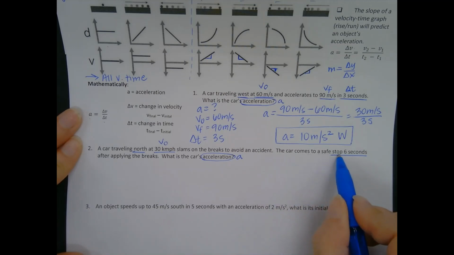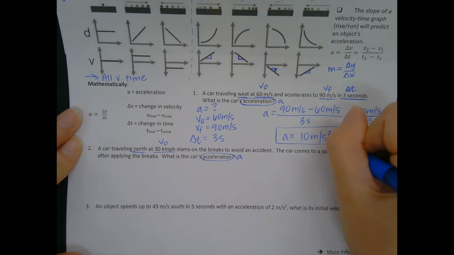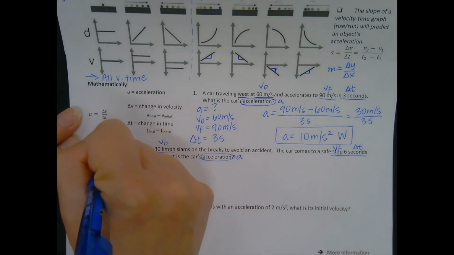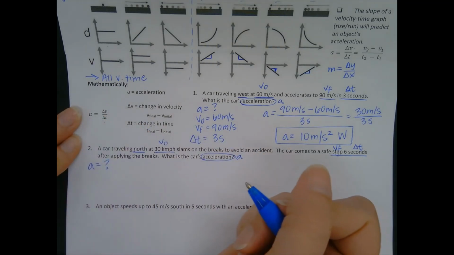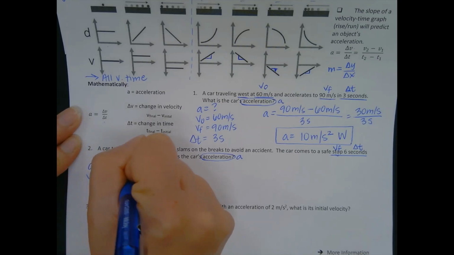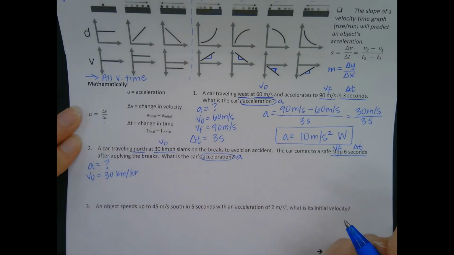And it comes to a stop. So if it's coming to a stop, then that would tell me my final velocity because it's stopping, meaning it's no longer moving, which means my velocity would be 0. And then my 6 seconds, again, tells me my delta T. So acceleration equals, I don't know, I'm looking for it.